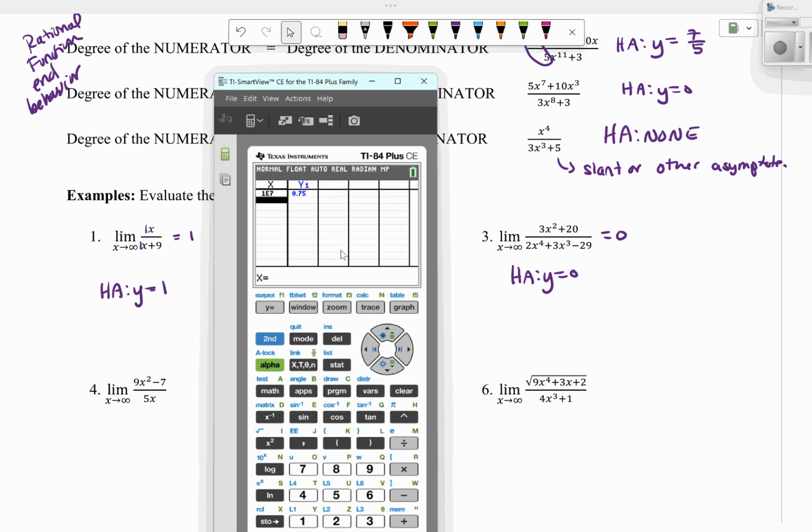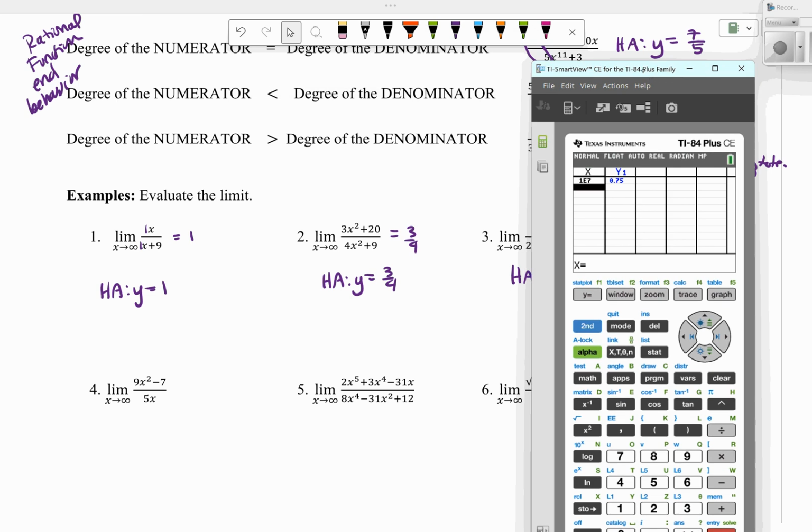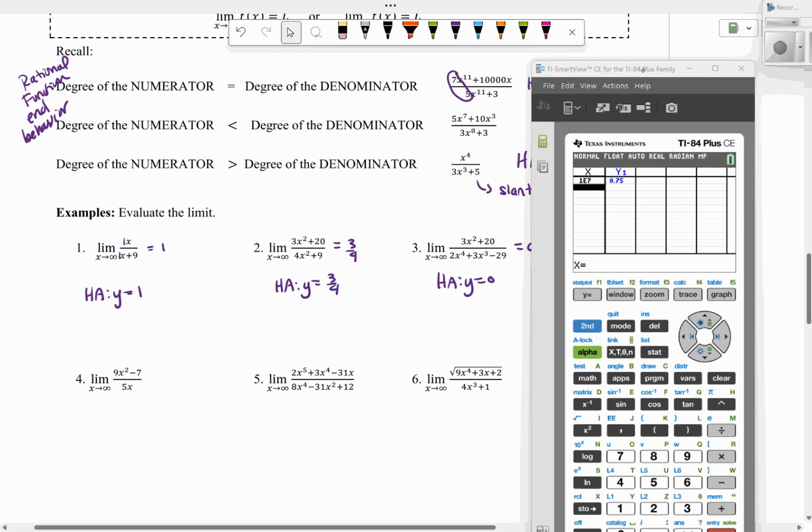And looking at the next one, question number 4. For this one, we have a rational function with degree 2 over degree 1. So I know that there is no horizontal asymptote, and the degree difference is a degree difference of 1. So I know there's going to be a slant asymptote.